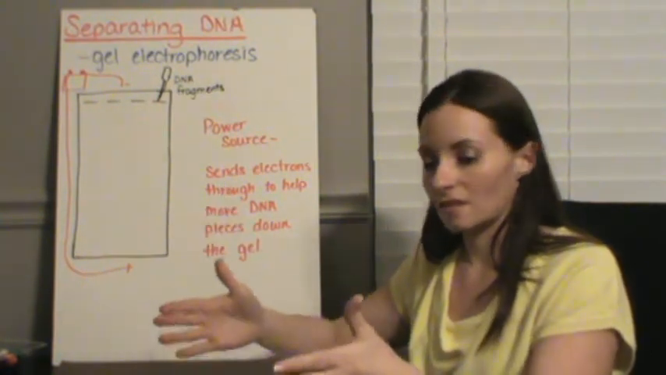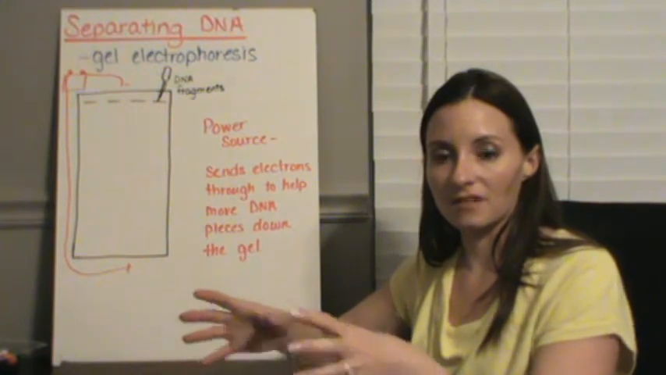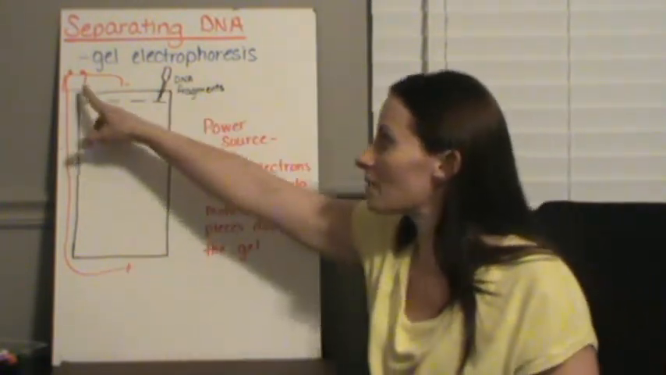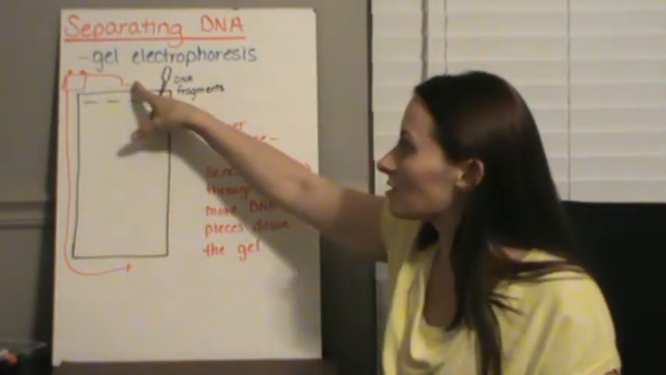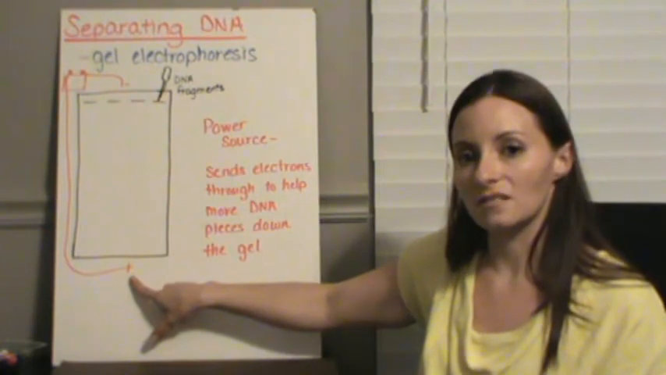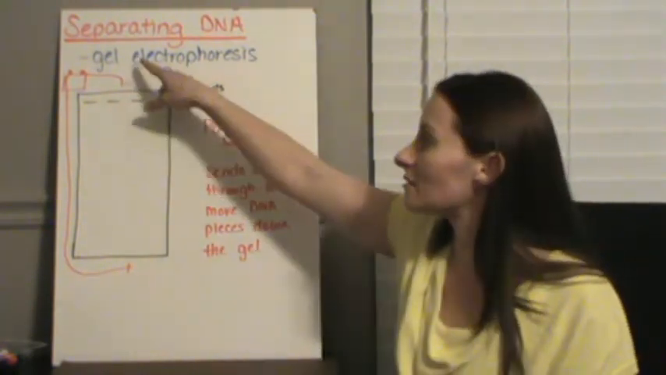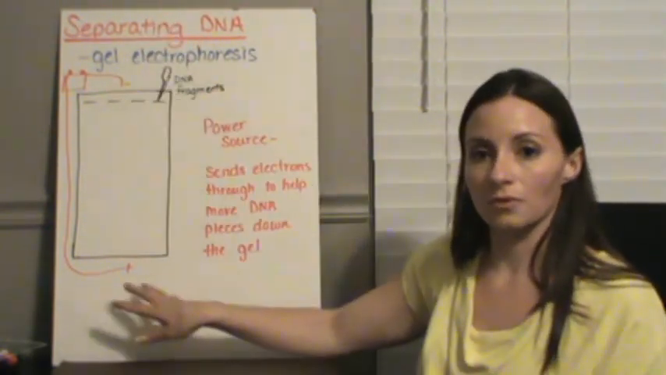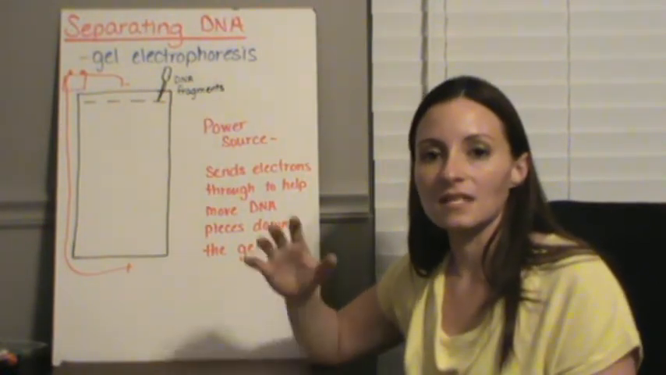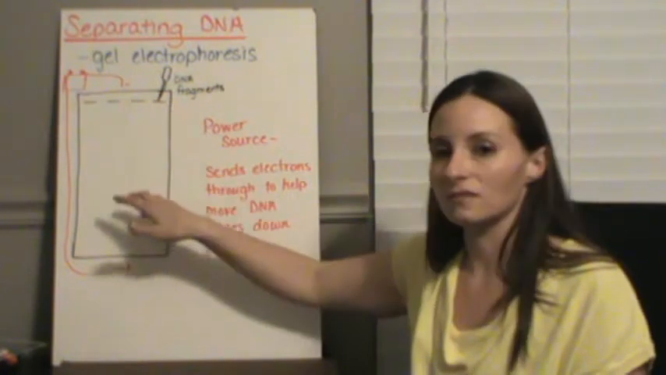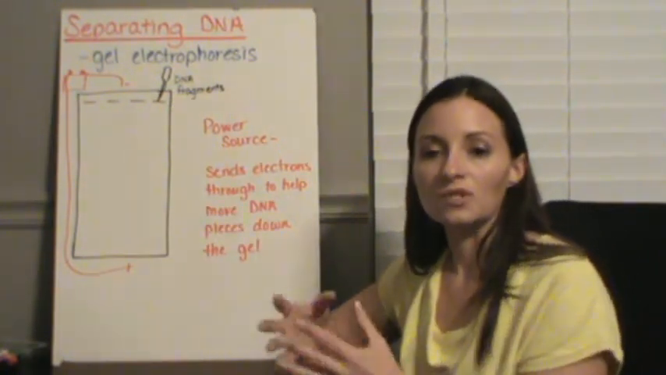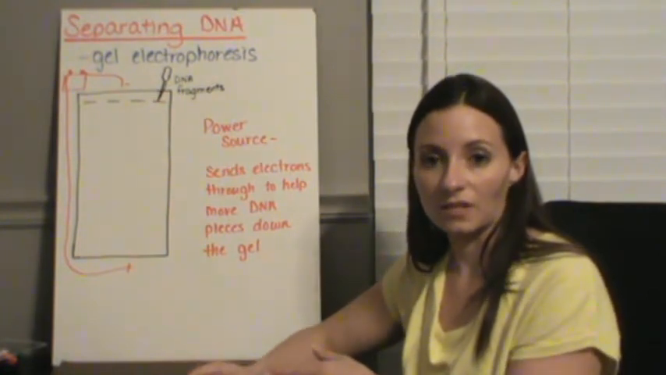It sits within this block on a flat surface that we're then going to run electricity through. So we have a power source up here, and we're going to hook the negative end to the top. We're going to hook the positive end to the bottom. What that's going to do is send electrons going through the gel. And what that does is it allows the DNA to move along the gel at different rates. Now, which ones move faster and which ones move slower?